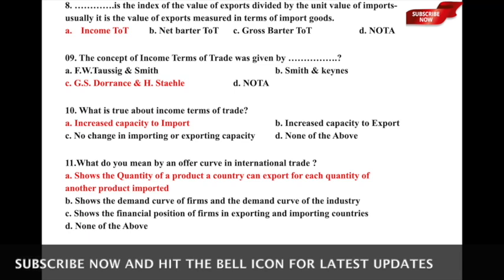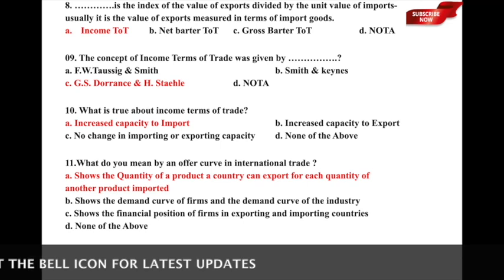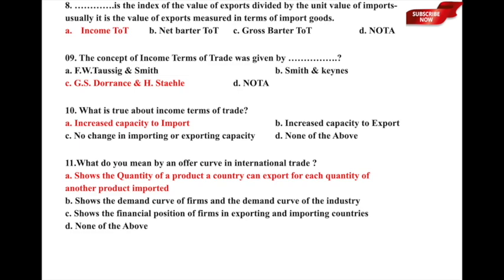Let us now move to the next one, question number 10. What is true with respect to income terms of trade? And the underlying options are A, increased capacity to import, B, increased capacity to export, C, no change in importing or exporting capacity, and last is none of the above. So, the correct answer is option A, increased capacity to import is true with respect to income terms of trade. So, option A is the correct answer to question number 10.